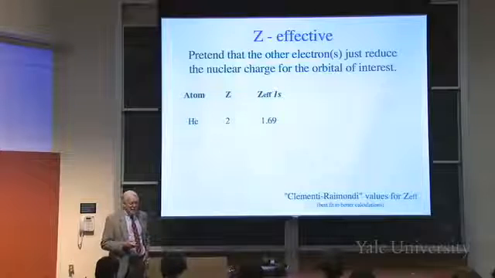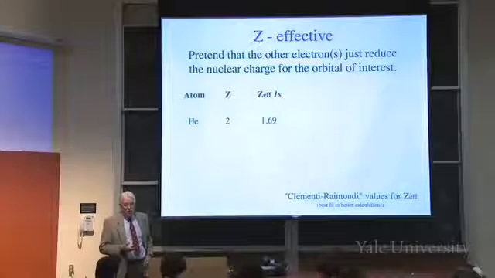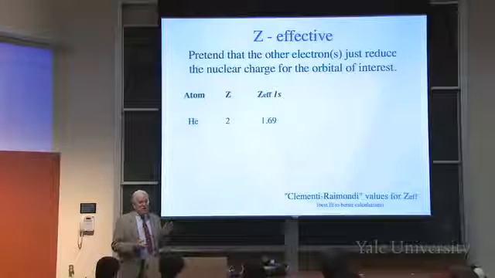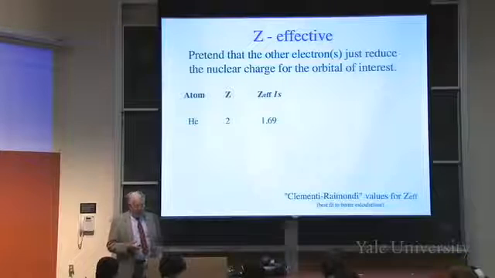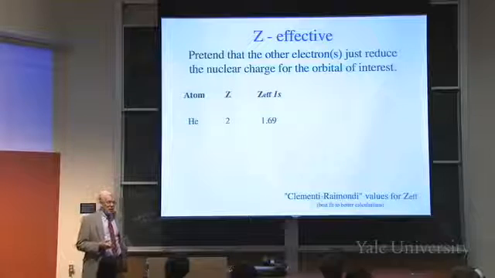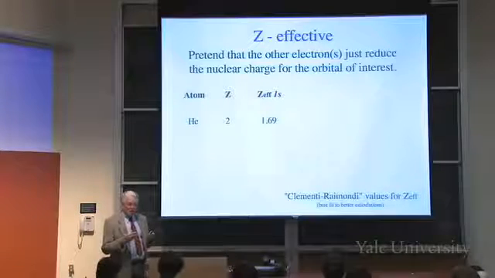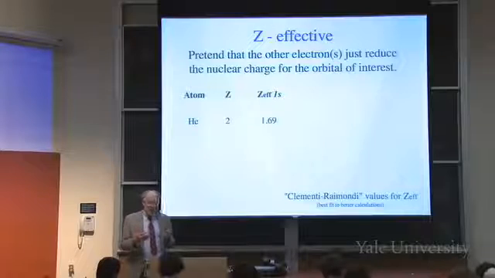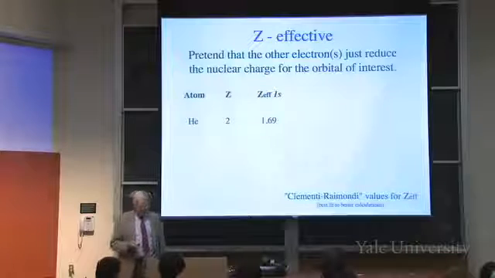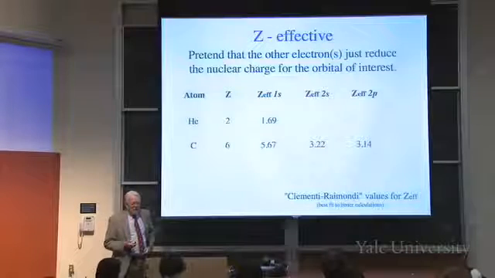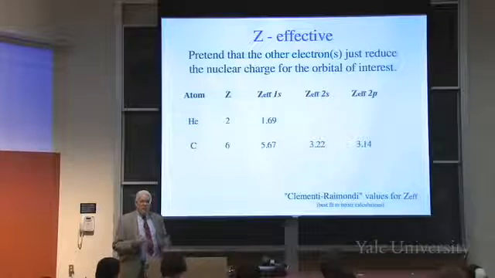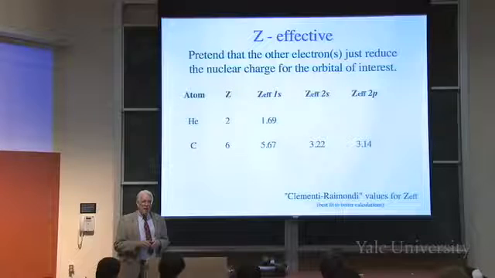So they found that helium, which has 2 electrons, so it has a nuclear charge of z equals 2, you get electrons distributed more or less right if you pretend that the nuclear charge is 1.69 instead of 2, okay? So each electron sort of screens the nucleus, right? Now, in the case of carbon, which has z equals 6, you can also use z effective, but it's different depending on which electron you're talking about.